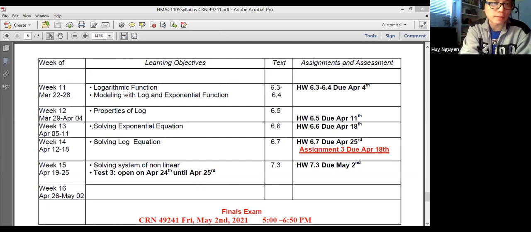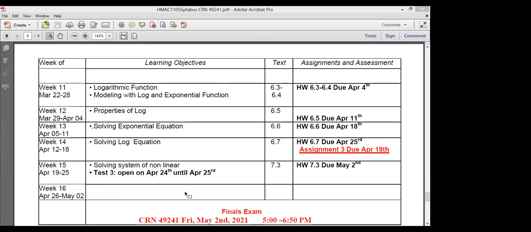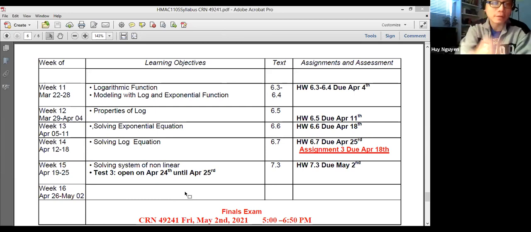Then you see that after we have test number 3, we have our final. So after test number 3, we don't have anything else to learn. So we're going to have fun. Actually, we still have 1 week left. You see that it's nothing. So I just give you a whole week for rest, to kind of review and stuff. Take advantage of this week, because it's good if you have a few days to review everything, because the final is cumulative, so it covers everything. So it's good to review everything and prepare for the final.